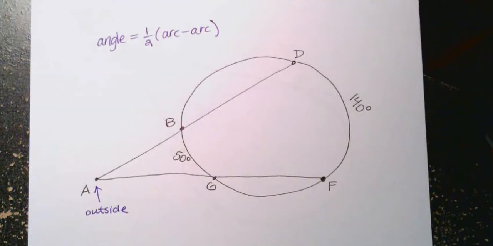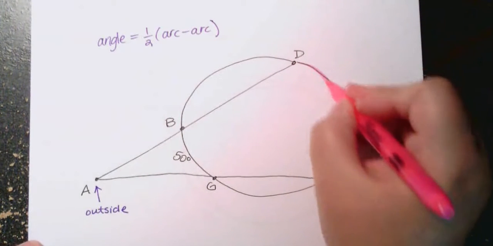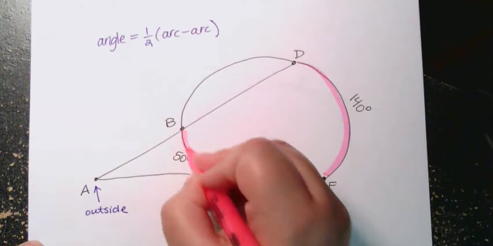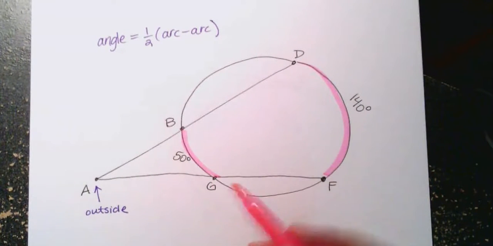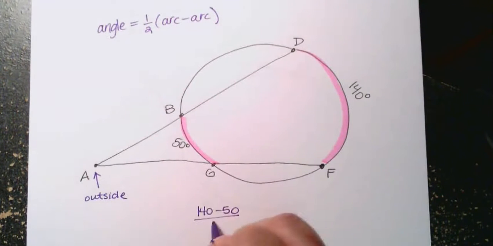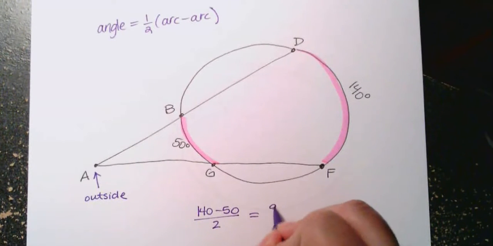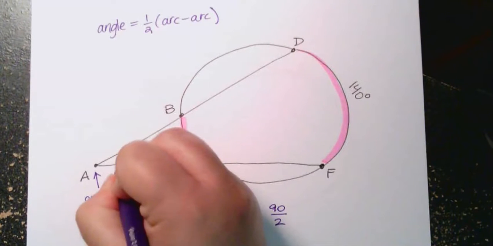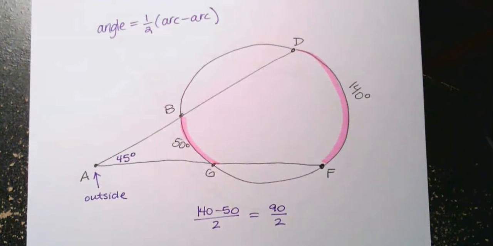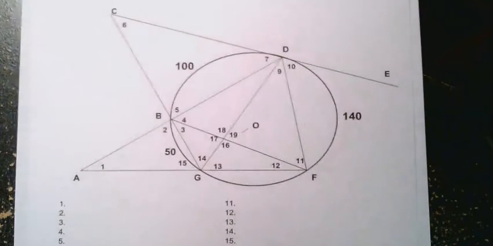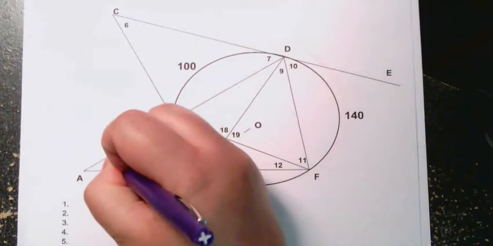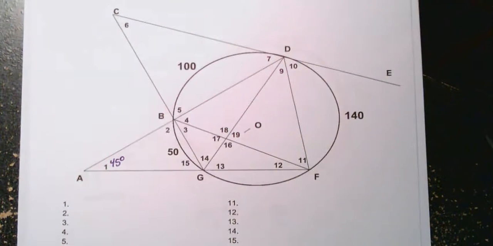Arcs. And here's the other. And this is 140 minus 50, and then take half of that, which is the same as dividing by 2. So that's 90 divided by 2. So this angle is 45 degrees. All right, so that's the first thing that is easy for me to find, angle A. So that's 45 degrees right there.